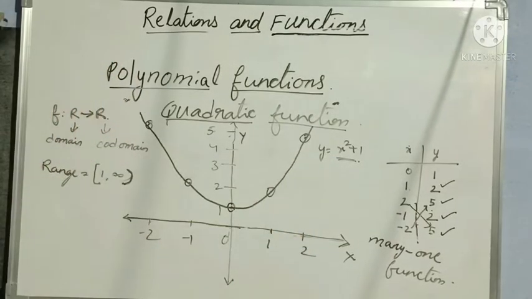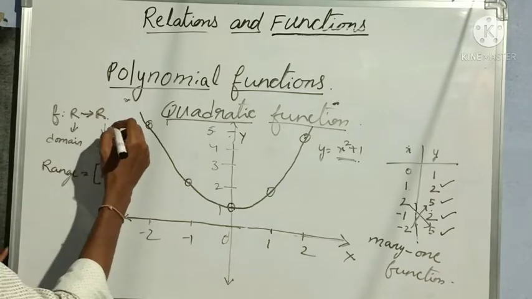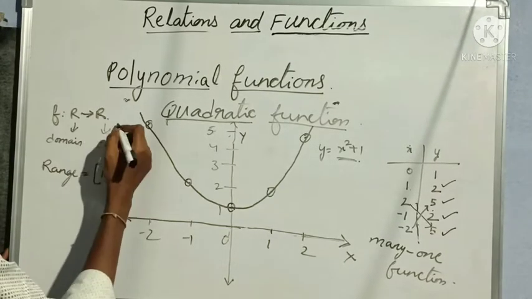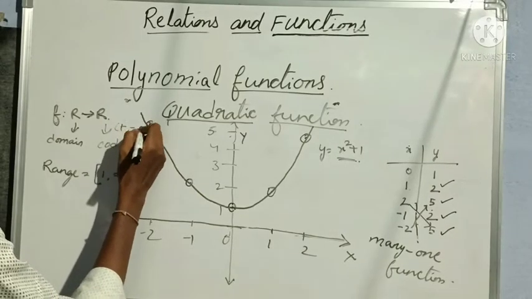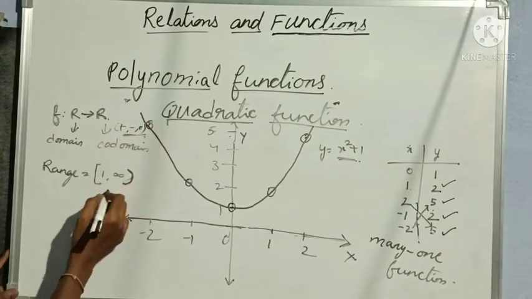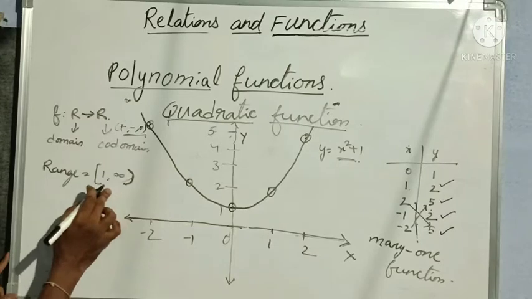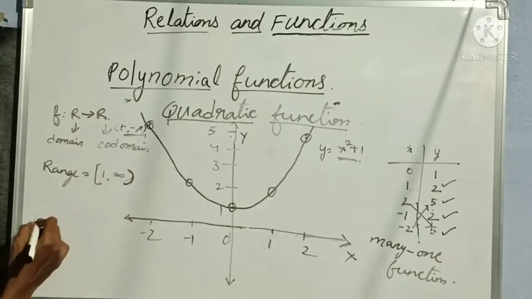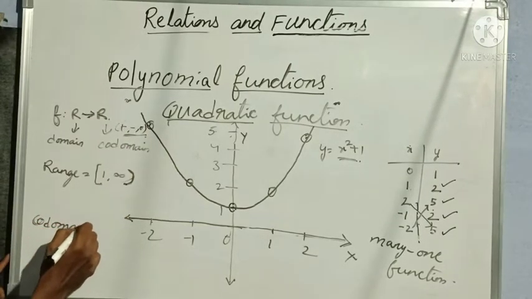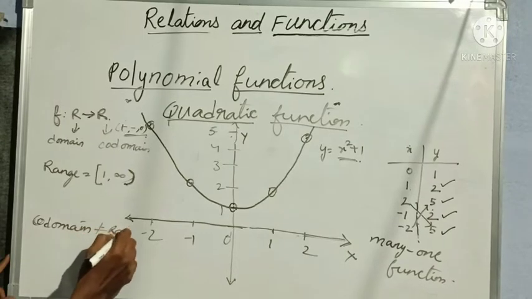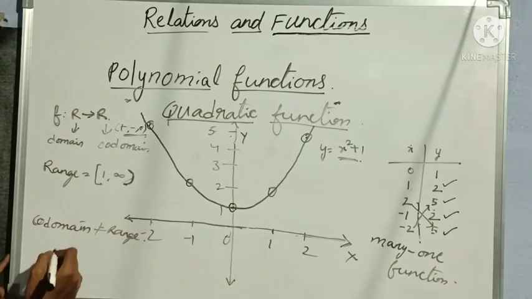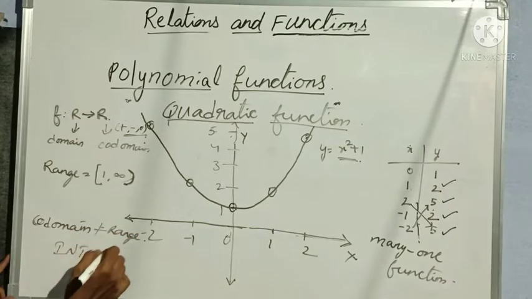Okay. So now you tell me whether codomain is equal to range or not here. So here plus, minus and 0, every value is coming. But in range are we having any negative values here? No. So codomain is not equal to range. So such a function is what type of function? Into function.